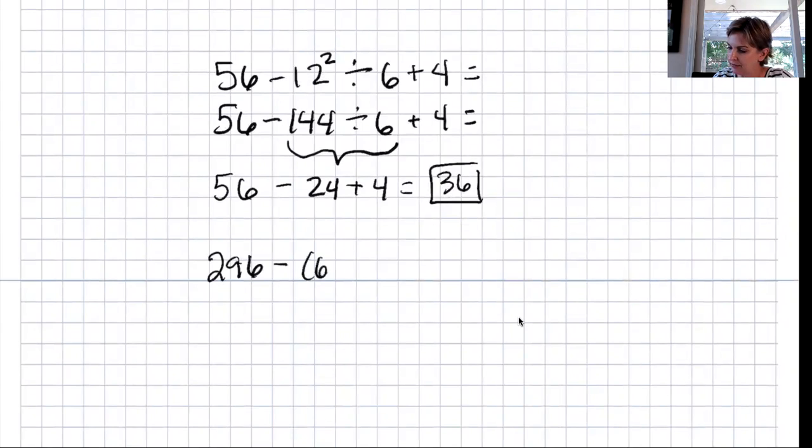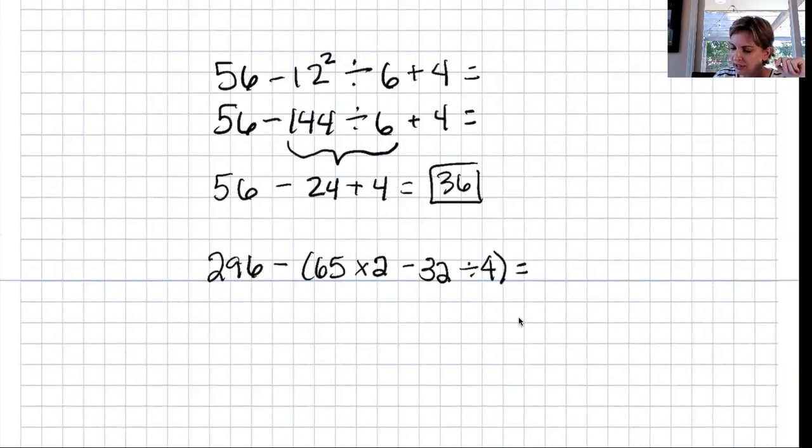I've got 296 minus the quantity 65 times 2 minus 32 divided by 4. So this one has the P in PEMDAS, the parentheses. What that means is you do everything inside the parentheses first. So that 296 is just going to hang out there for a little while while we do all that stuff in the parentheses first.